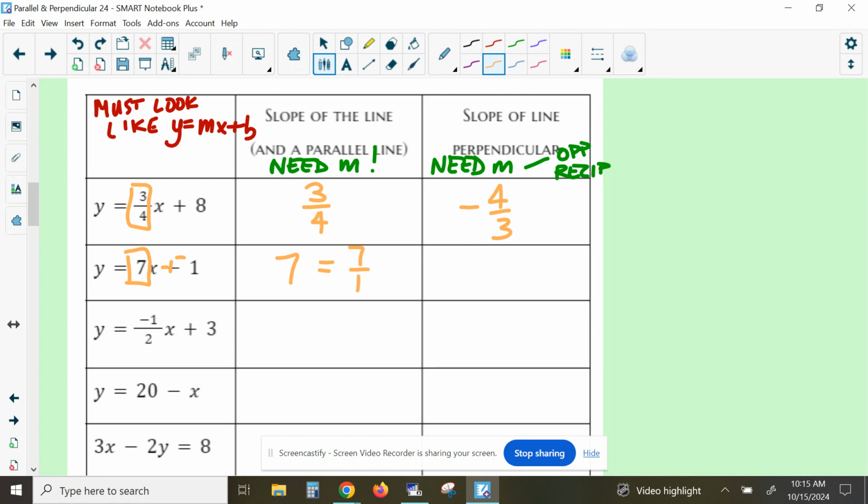Now, if I just asked what's the slope of the line or the slope of the parallel line, 7 or 7 over 1, both are acceptable. These are both good answers. But in order to find the opposite reciprocal, you have to think about going from the fraction form. So what's the opposite reciprocal of 7 over 1? Negative 1/7. Go ahead, do the next one.